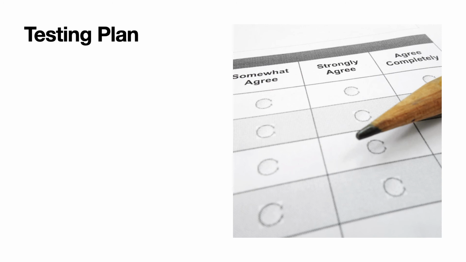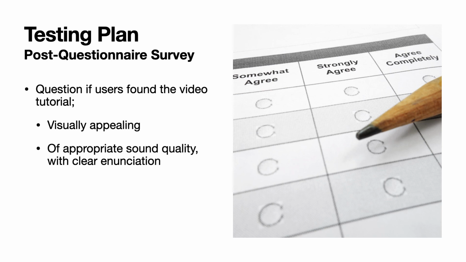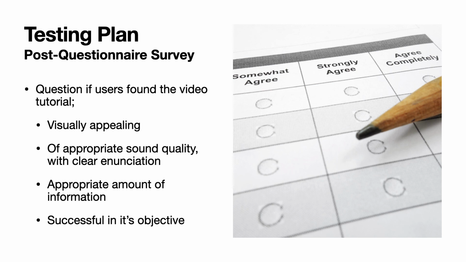For my test plan, I would provide a post questionnaire to users. If possible, I would ask users to watch the video tutorial first and then conduct both types of showcase searches on the CLCD database. The questionnaire would include questions that surveyed if users found the visuals appealing, the audio to be of appropriate sound quality, the narration clearly enunciated, the information provided appropriate and not overwhelming, cognitively speaking, and lastly, if they were successful in conducting both types of searches on the database. In essence, if the video tutorial was able to fulfill its objective.